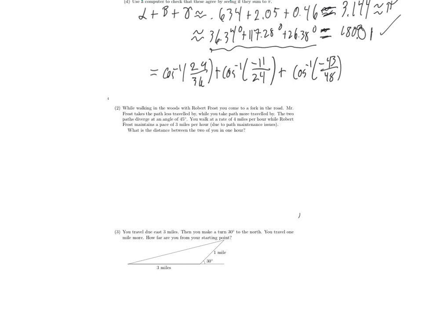Or, let's say you travel due east 3 miles, you then turn 30 degrees to the north, you travel 1 mile further. How far are you from your starting point? So, both of these seem pretty contrived, but this is the mathematics that lets you keep track of distances between points when you know only some information about distances between different points and some angles between them. So this is how, say, triangulation works to measure distances to ships offshore.